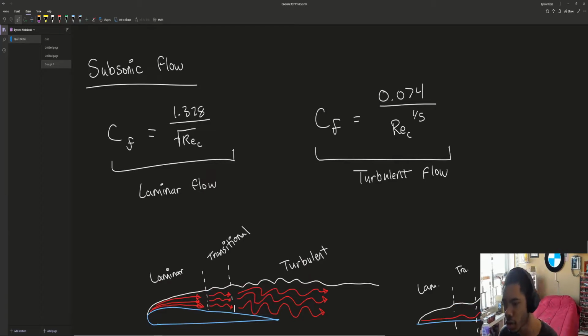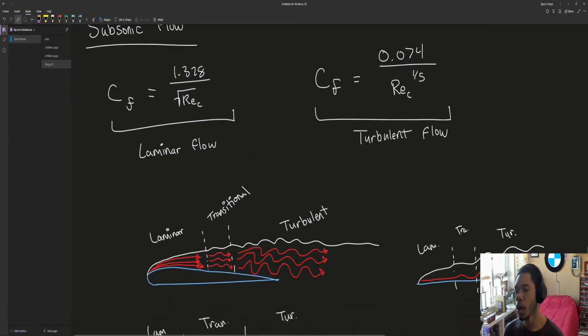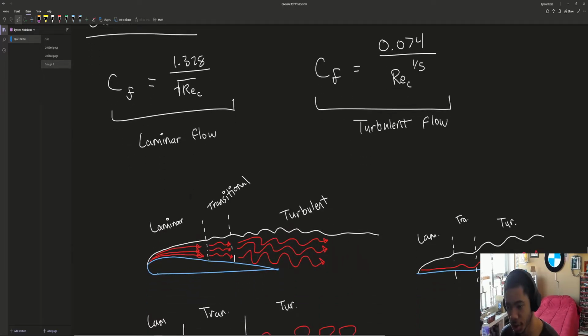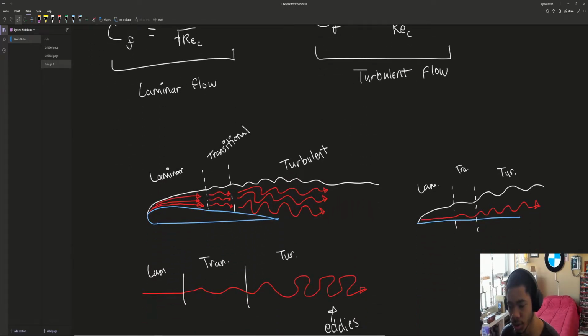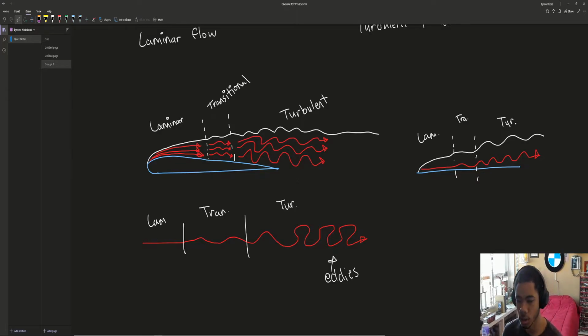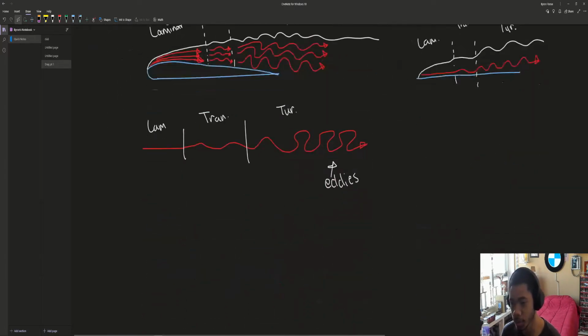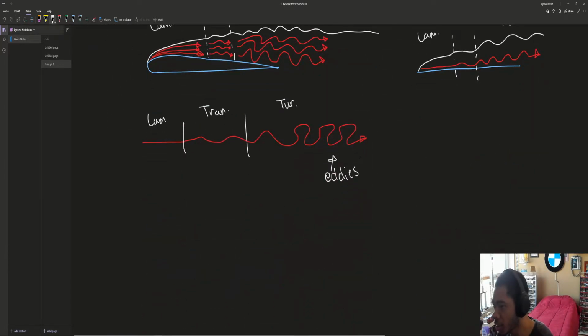So what does this mean for us in terms of the coefficient of friction? Well, in the laminar flow region, the coefficient of friction is much different than that in turbulent regions. And in the turbulent regions, you have a lot more drag. And you would find that calculating your turbulent flow skin friction versus that laminar flow skin friction, you actually get more frictional drag in turbulent flow. So let's go ahead and take a look at these.